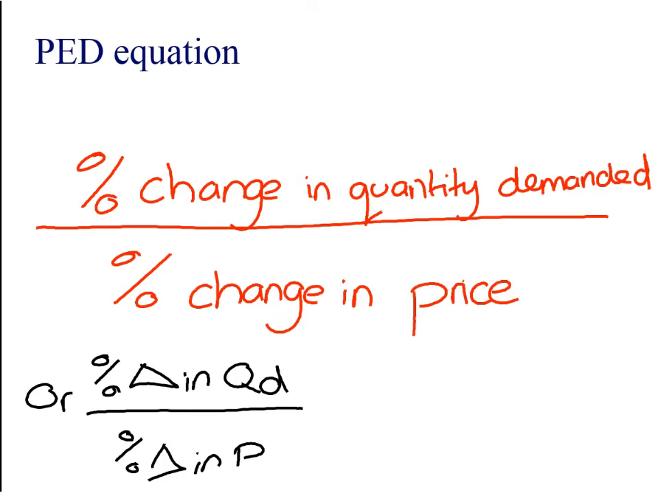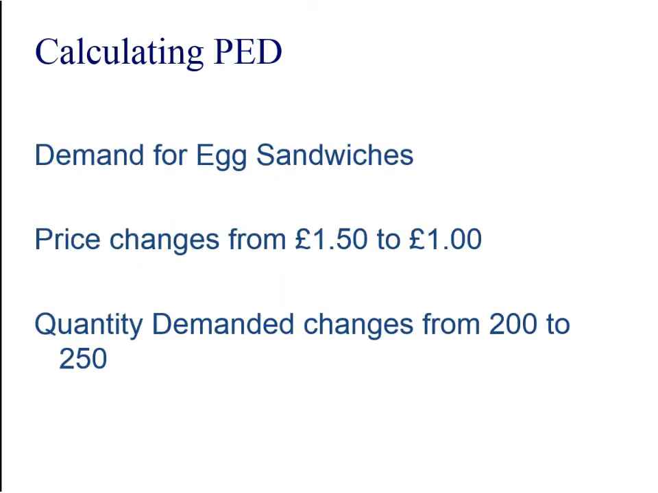Biggest mistakes that students make is that they put percentage change in quantity or they put percentage change in demand. It's not correct unless you put percentage change in quantity demanded. Okay, so here's a nice little example. I love egg sandwiches, egg mayonnaise sandwiches. I could live off them. So all my examples are egg mayonnaise sandwich themed.